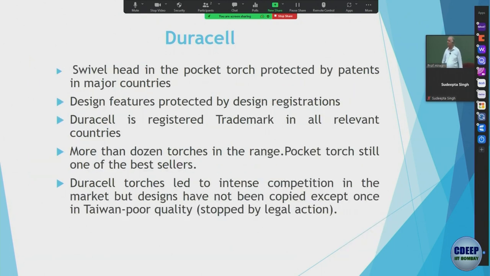And Duracell is a registered trademark across the world. They have more than a dozen torches, but the pocket torch is still one of the best sellers. Since it was successful, it led to a lot of competition, but the designs have never been copied. And only once was an attempt made, and Duracell stopped them with legal action.